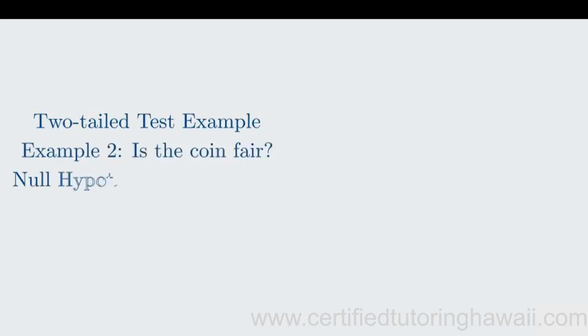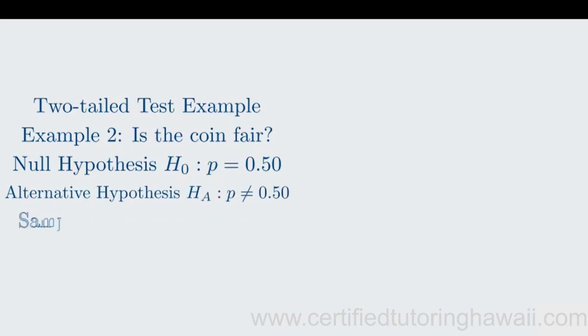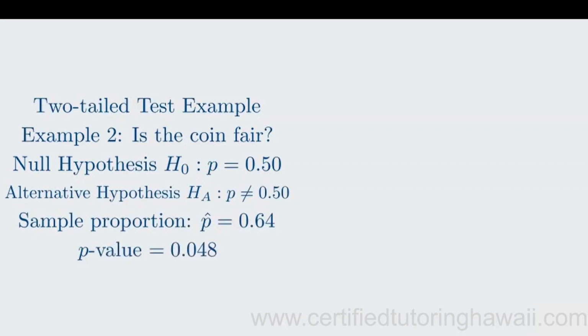Let's look at another example involving a two-tailed test to see how the interpretation changes. Suppose a coin is claimed to be fair, meaning the proportion of heads should be 0.5. A student suspects the coin is biased but doesn't know in which direction. The student flips the coin 50 times and gets 32 heads. This is a sample proportion of 0.64. After running the test, the resulting p-value is 0.048.